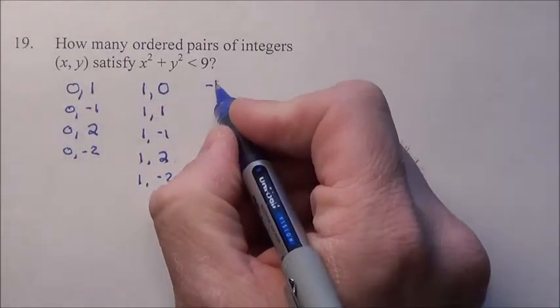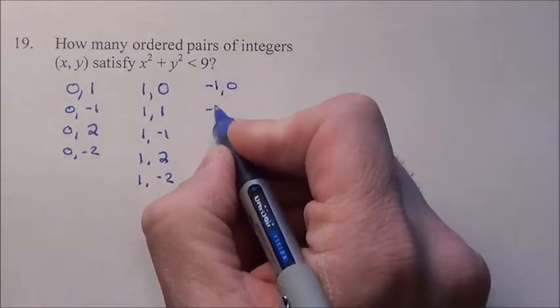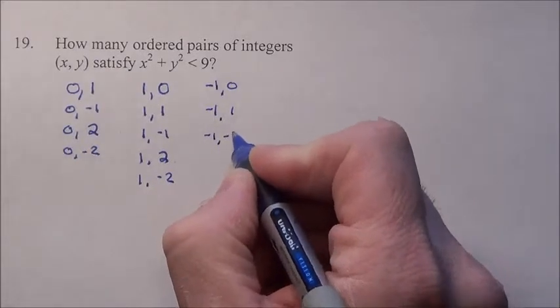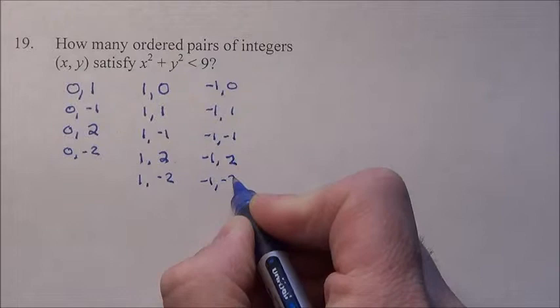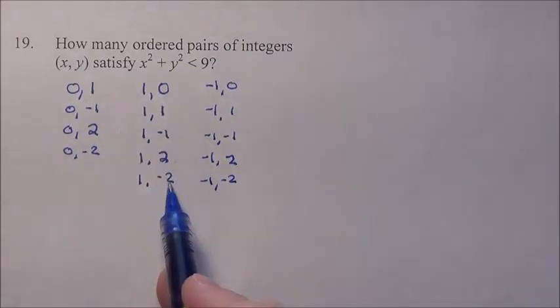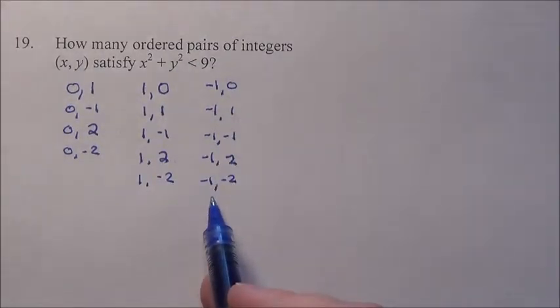Don't forget, what about if it's negative 1? You're going to have all the same solutions. Negative 1, negative 1, negative 1, 2, and negative 1, negative 2. So I just went through and put negative on others. That gives me 5 more.